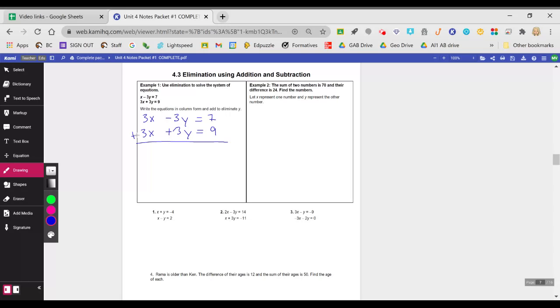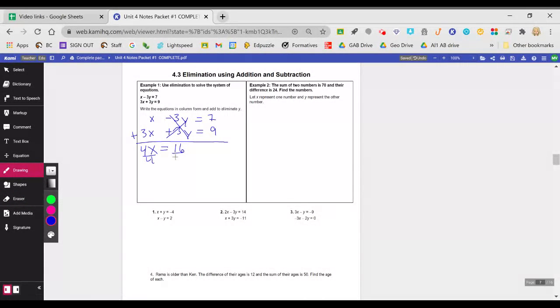So 3x plus 3x is 6x. When I'm adding, I always want to eliminate a variable. So when I look at this, negative 3y plus 3y equals 0. So I did eliminate my variable. And 7 plus 9 equals 16. And I made a mistake. I'm sorry, when I copied this, that's not 3x, it's just x. So this is 4x. So I get 4x equals 16.